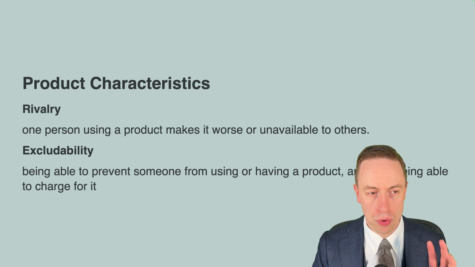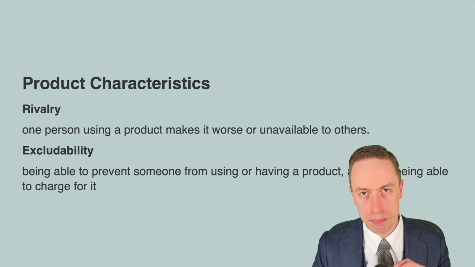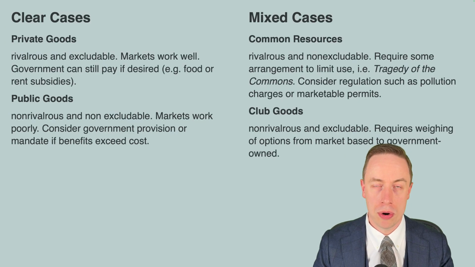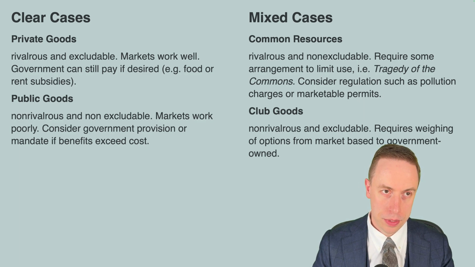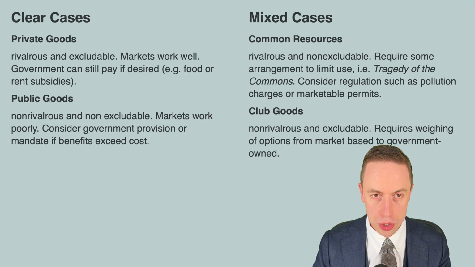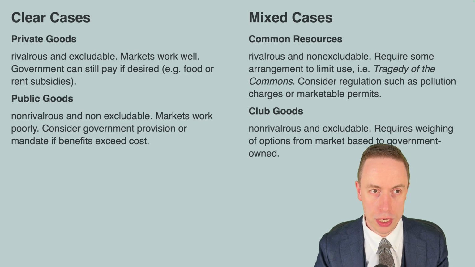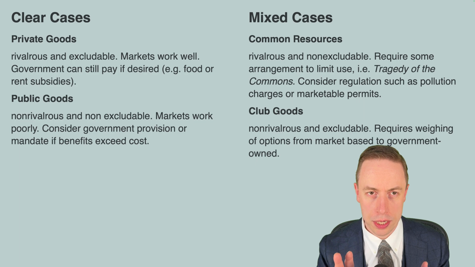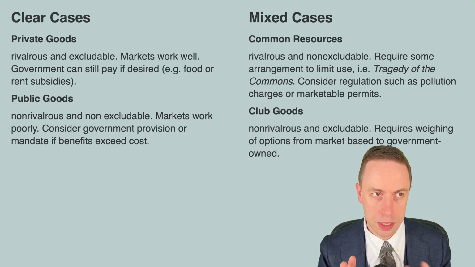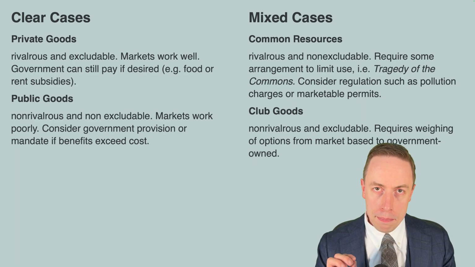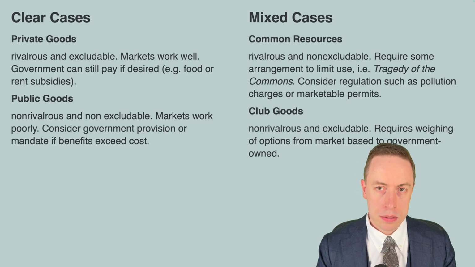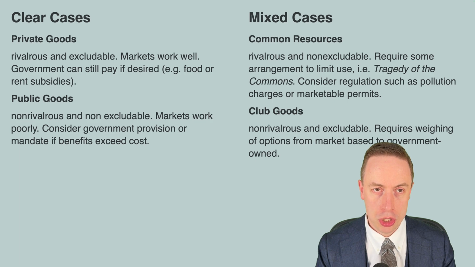So those are rivalry and excludability. And as you can probably already tell, most products have these two features. We compete with each other for use, but you can also charge for it. And implicitly, those sorts of products are what we've been discussing in this entire course. We call them private goods in economics. And if you've got private goods, markets work well. That's why we've been talking so much about markets.